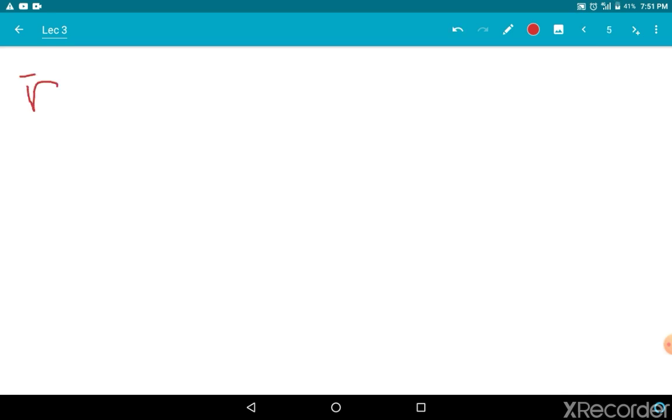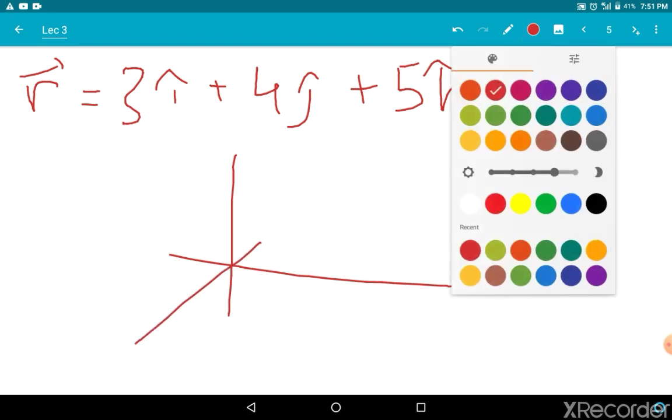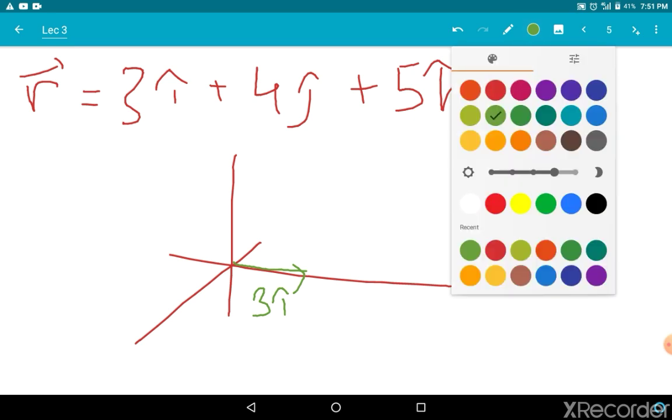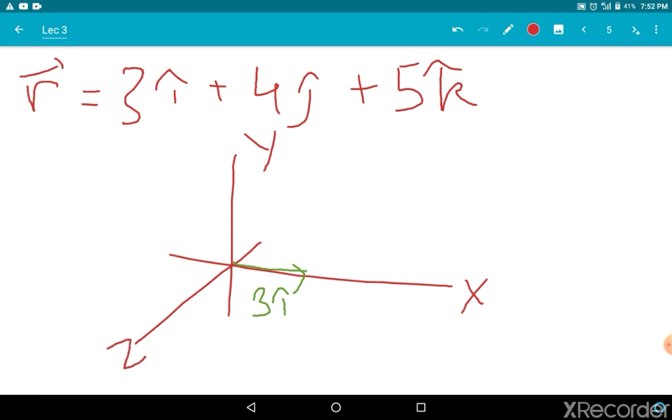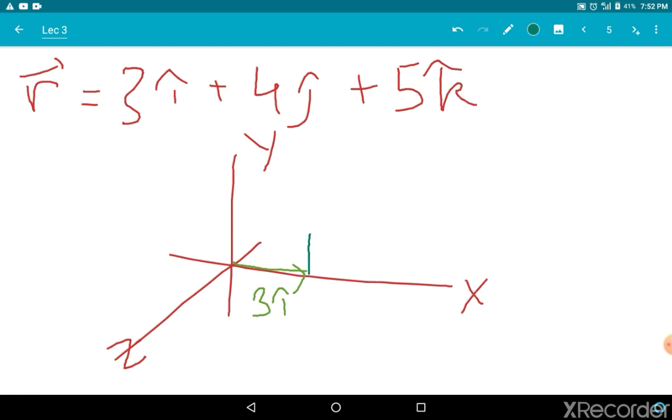So if I give you r is equal to 3 i cap plus 4 j cap plus 5 k cap, what it means is that you draw the coordinate axes x, y, z and you go 3 in the x-axis, 3 i cap, then 4 in the y-axis, j cap. You just write the letter and put a cap on it, to make it safe from the rains.